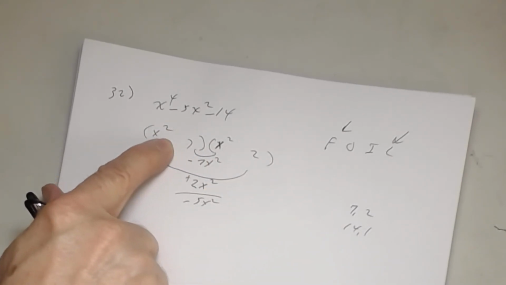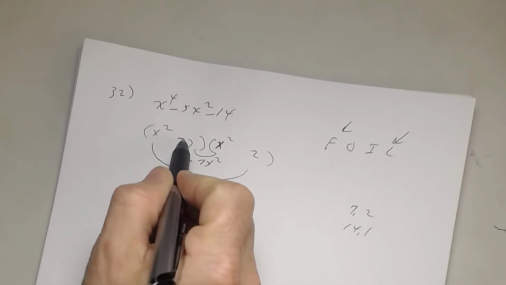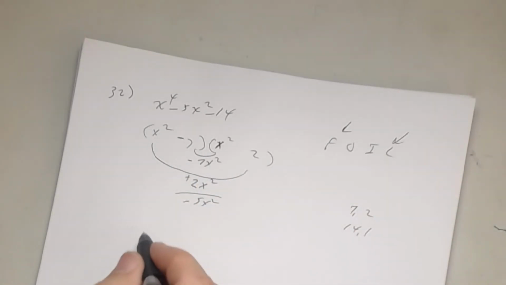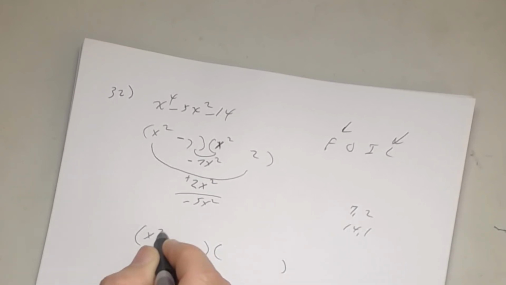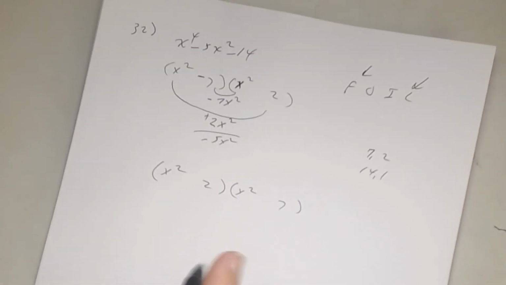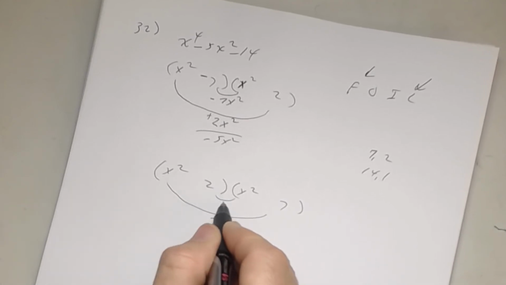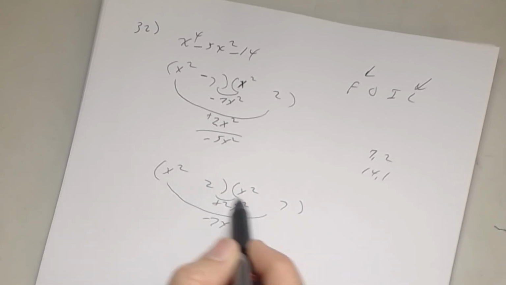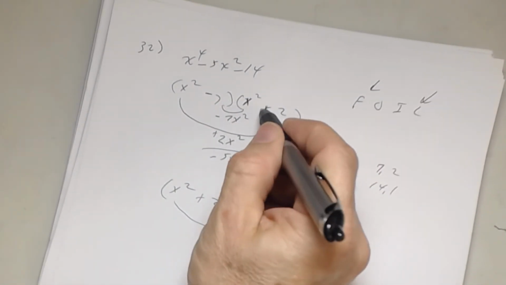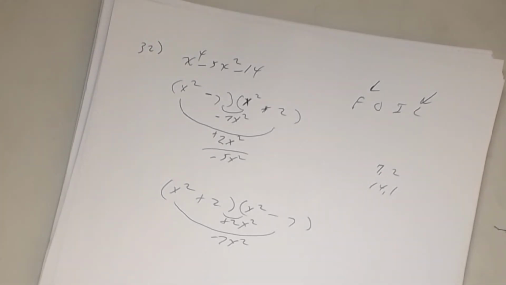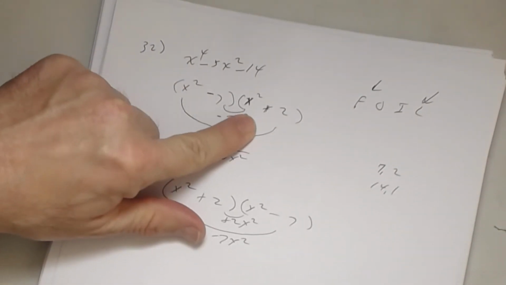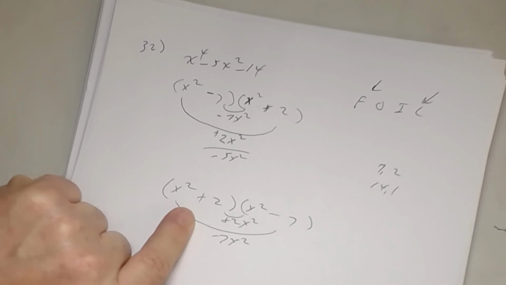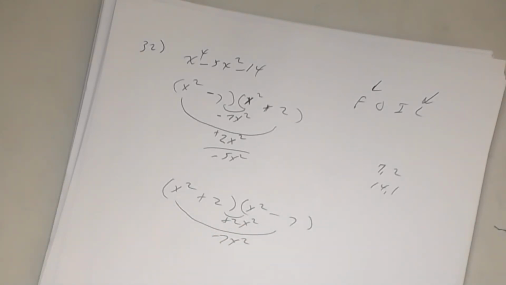So what's this one? You agree? Yep. So if you did this instead, you would have done the same thing like this. You would have said 7x squared, 2x squared. Yeah, that would be positive, that would be negative. So this would have been plus, this would have been minus. Yeah, and then really it kind of makes sense because multiplication is commutative. The order in which you multiply does not matter. X squared minus 7 times x squared plus 2 is the same as x squared plus 2 times x squared minus 7.